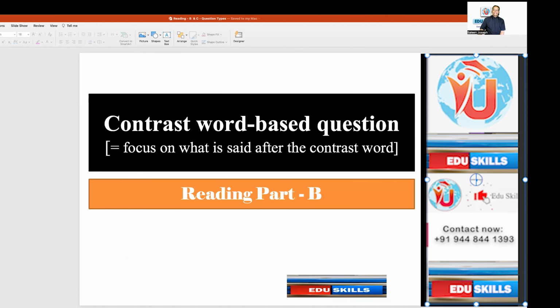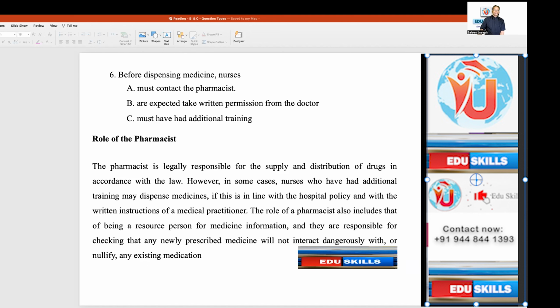Now that was a contrast word-based question option. One second. Yes, this is again from Part B. Okay, one more example from Part B.